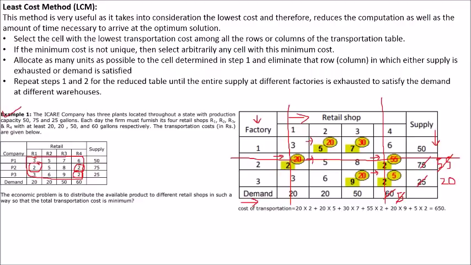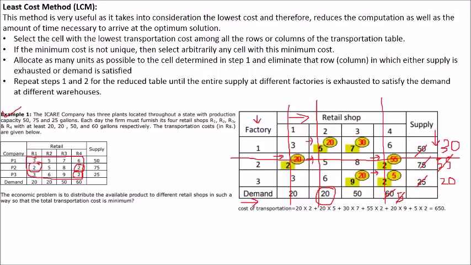This is of 5 and I have 50 as my supply and I can allocate 20 because 20 is the demand here. I am going to allocate to the least cost cell with cost of 5 and the remaining would be 30, which will be my remaining supply. So 20 I have allocated here and this column demand is met and I am cancelling this.